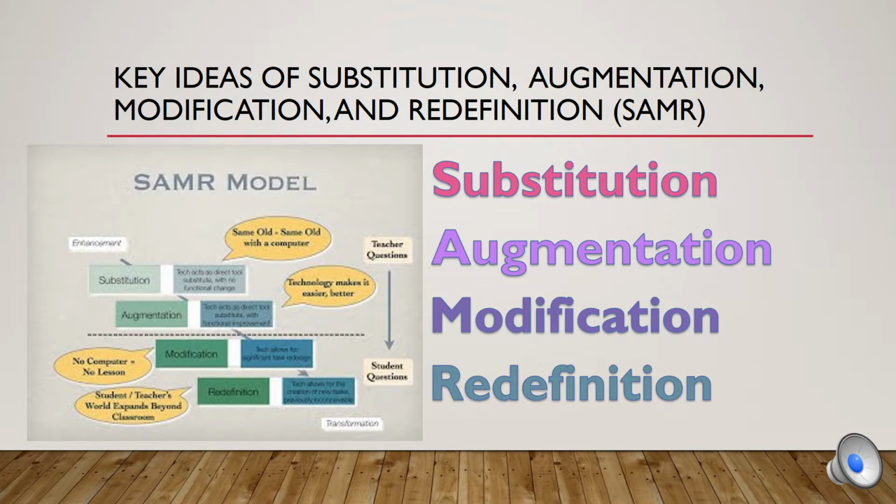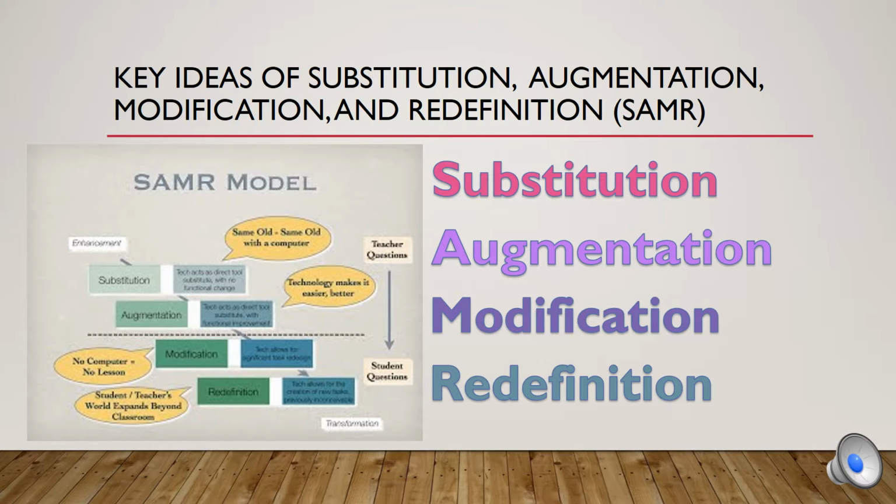The first stage of the SAMR model is substitution. Substitution is when computer technology is used to perform the same tasks as was done before the use of computers. An example of substitution today is simply students printing out a worksheet online, completing it, and handing it in.